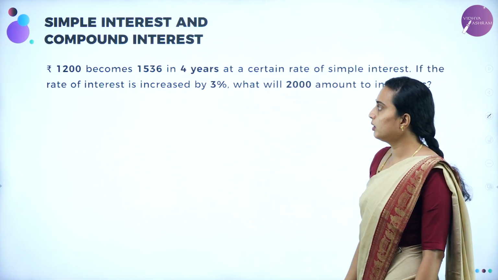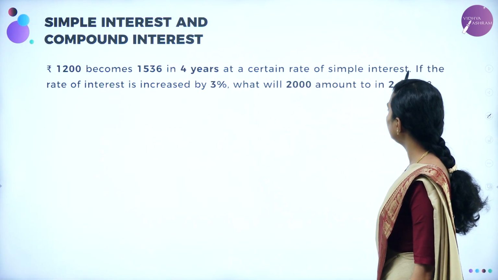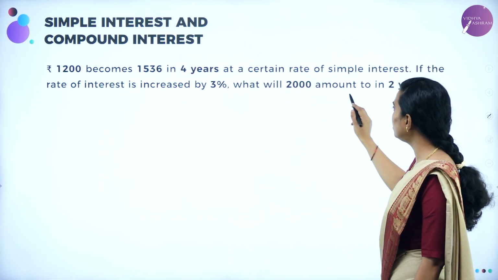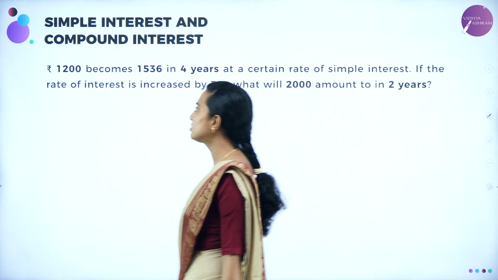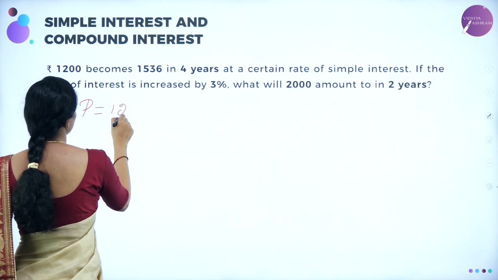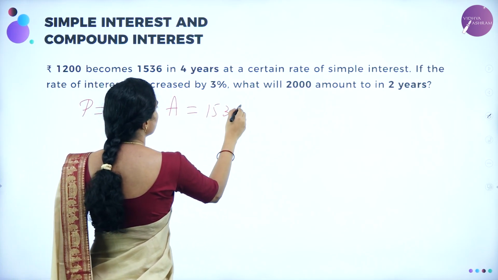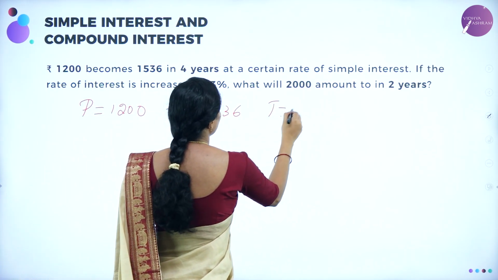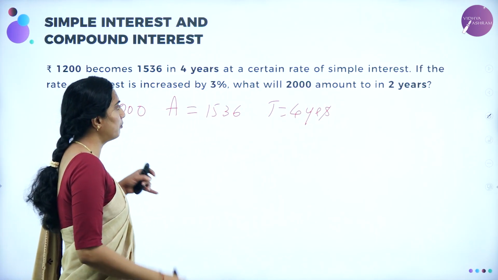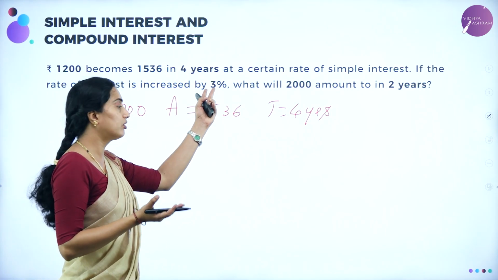Rupees 1,200 becomes 1,536 in 4 years at a certain rate of simple interest. If the rate of interest is increased by 3%, what will be the amount of 2,000 in 2 years? Rupees 1,200 is the principal amount, correct? And then A is 1,536 and T is 4 years, right? And then, what will be the amount of 2,000 in 2 years, they have asked, if 3% is increased.